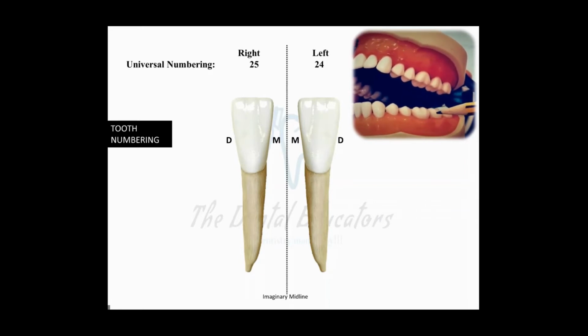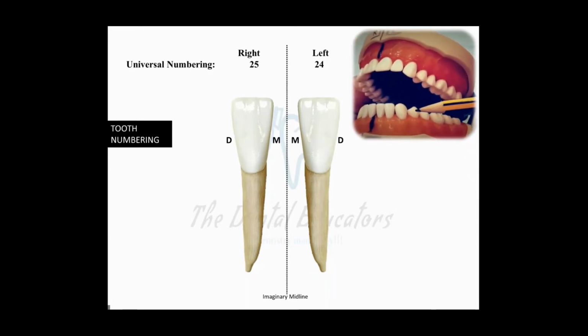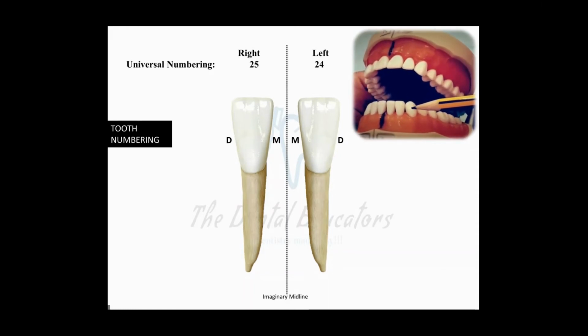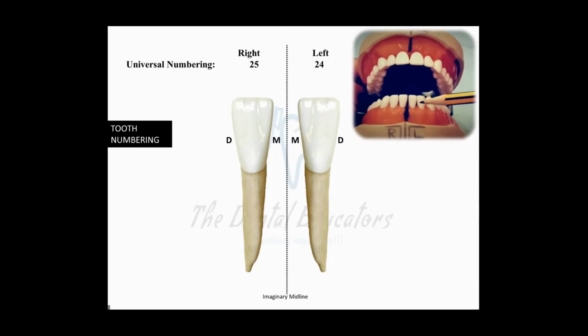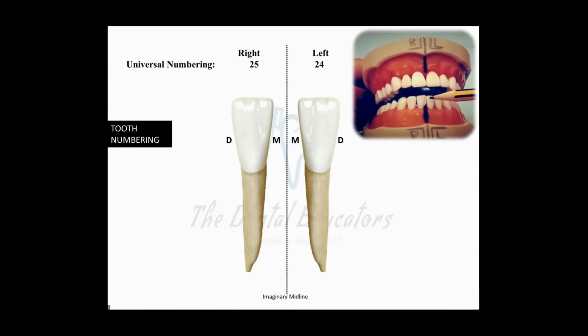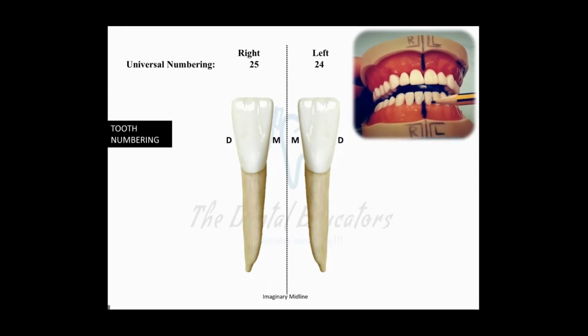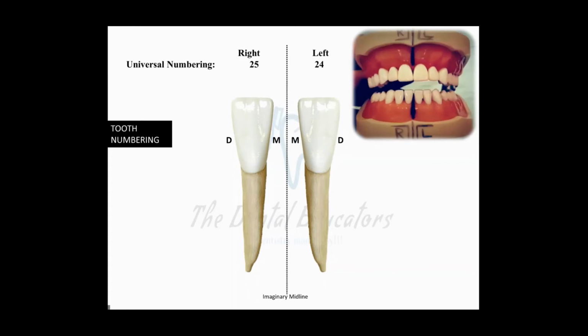Now coming down, 17, 18, 19, 20, 21 for the premolar, 22, 23, and now 24 for the central incisor, and 25 for the central incisor of the right hand side. So tooth number 24 and tooth number 25. 24 for the central incisor of the lower left hand side, and we count 25 for the lower right hand side as per the Universal numbering system.